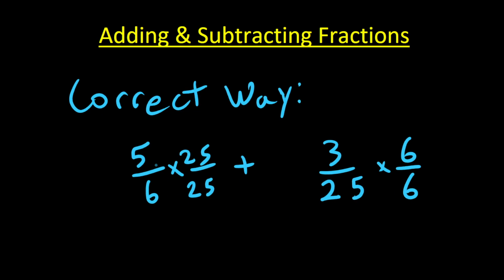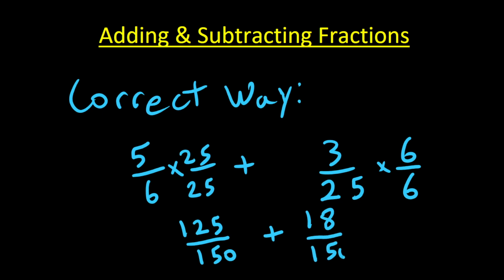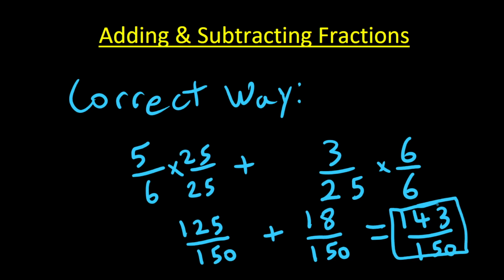And now let's multiply these. 5 times 25 is 125. 6 times 25 is 150. Plus 3 times 6 is 18. 25 times 6 is 150. And there we go. Both denominators are now the same. So now we can simply just add the numerators. 125 plus 18 is 143 over 150. And that is our final answer, 143 over 150.